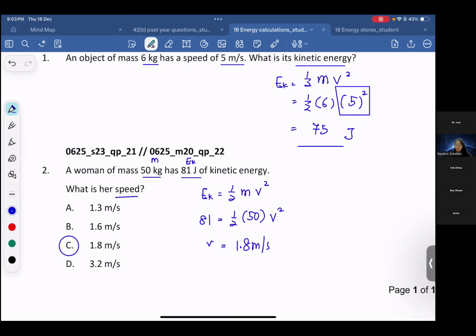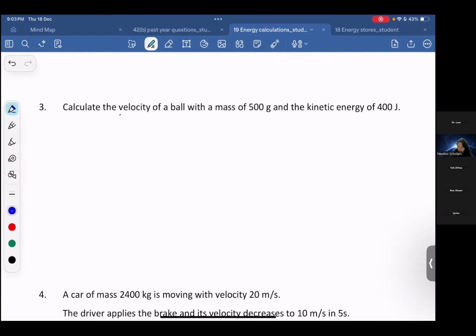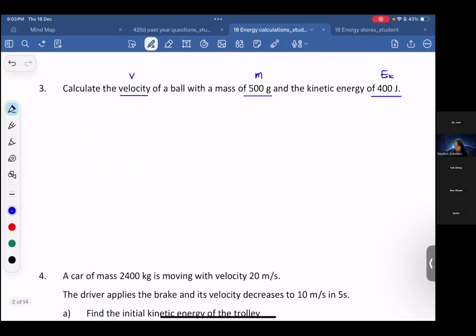Okay, we go to question number 3. Calculate the velocity v for a mass 500 gram. Kinetic energy is 400 joule. Now, boys and girls, you try. Calculate the velocity right now.